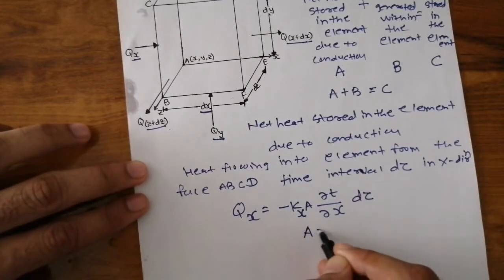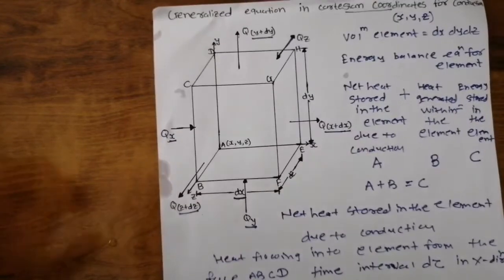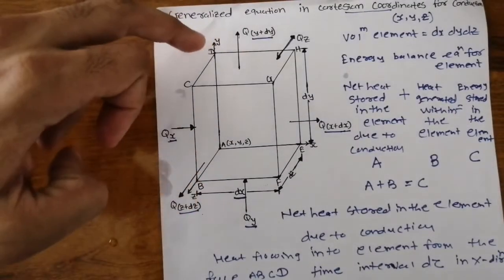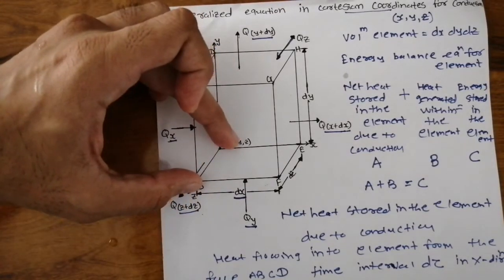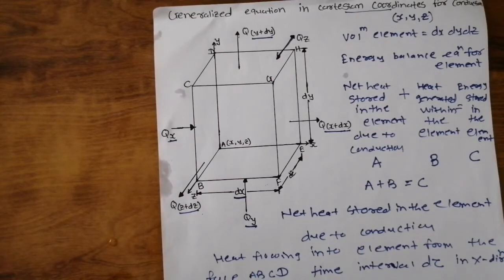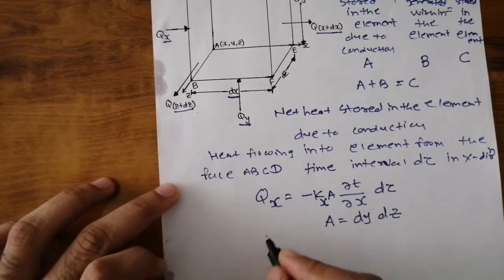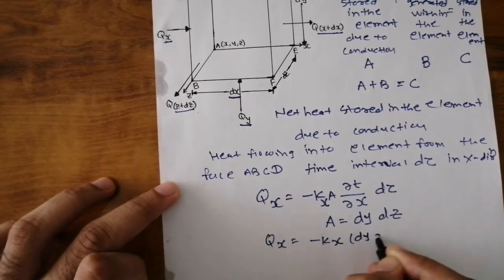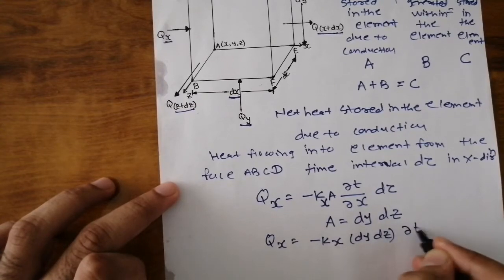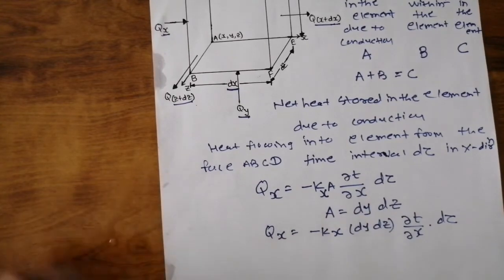Now we should write the area of that element. So how to consider the area of that element? We are considering face A, B, C, D. For this face, height will be dy and width will be dz. So we consider dy into dz as the area. Now we put it here, so qx is equal to minus kx dy dz del T by del x into d tau. So energy in x direction is over.